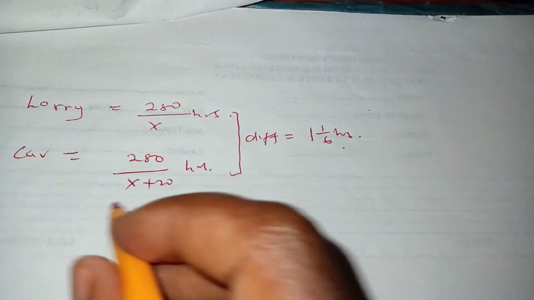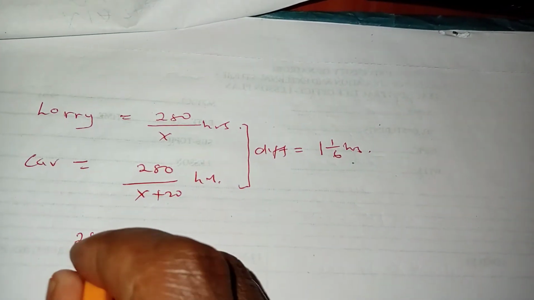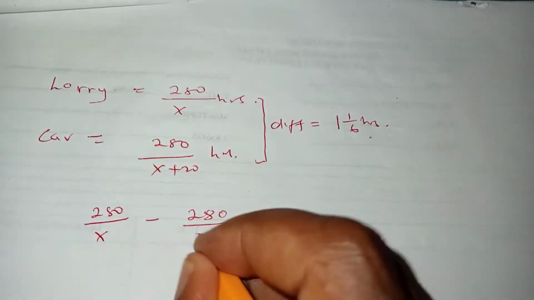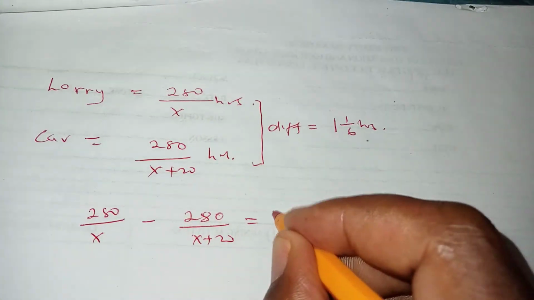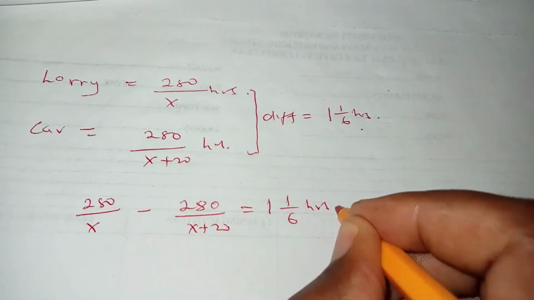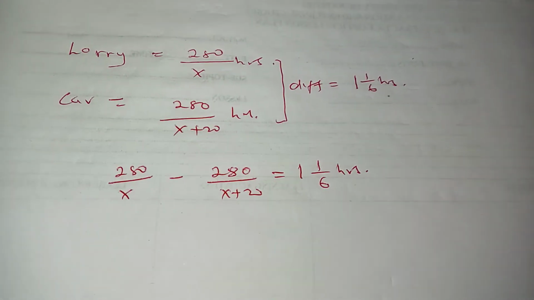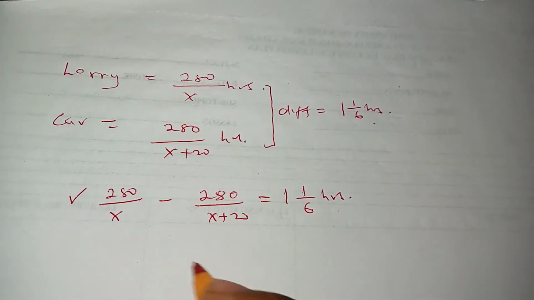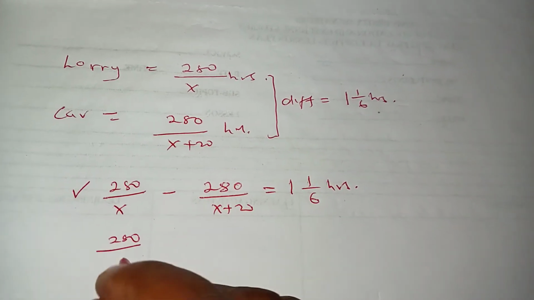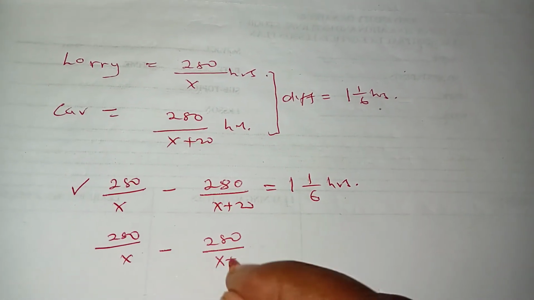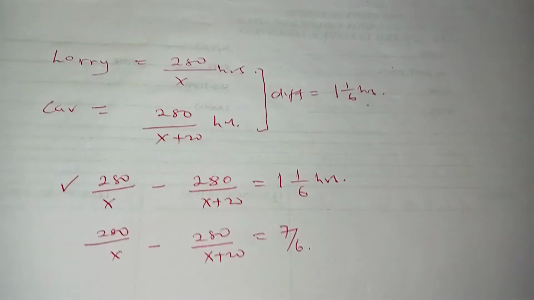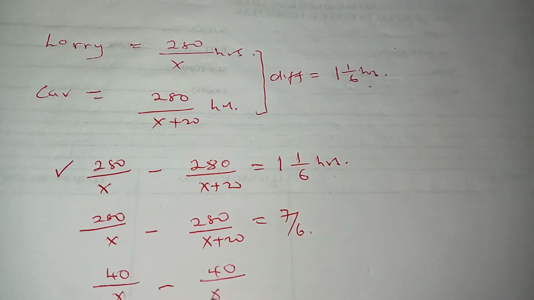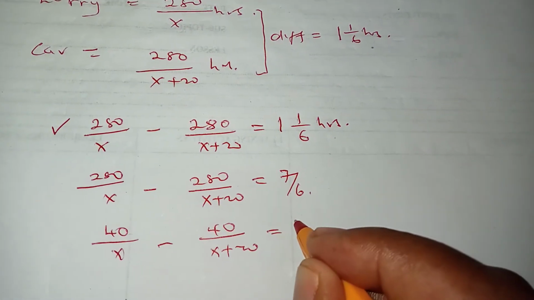So from here we are getting the difference, and we are going to take 280 over x minus 280 over x plus 20, and we equate this one to 7/6 hours. So this is a quadratic equation, so we can solve this. Okay, so let's solve that one very quickly. It's 280 over x minus 280 over x plus 20 equals 7 over 6. You can divide by 7 everywhere so that you have 40 over x minus 40 over x plus 20, all equal to 1 over 6.